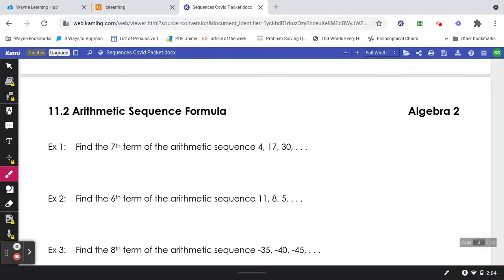These are the 11.2 notes for Algebra 2. We're going to talk today about just the arithmetic sequences. And we have a formula for this one. Before we get to the formula, we're just going to do a couple basic problems here.